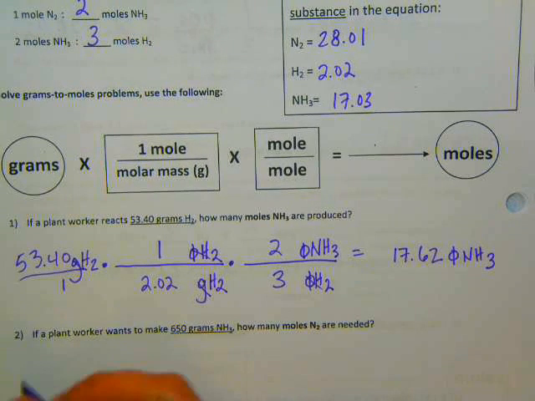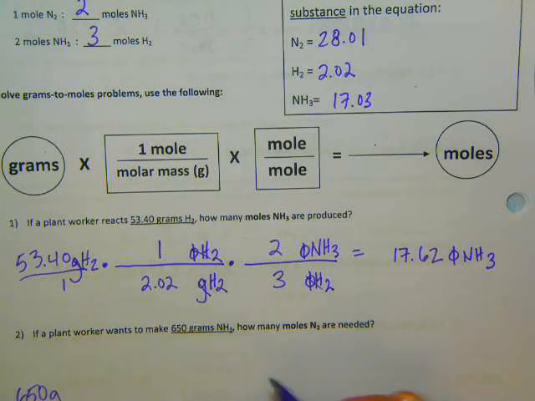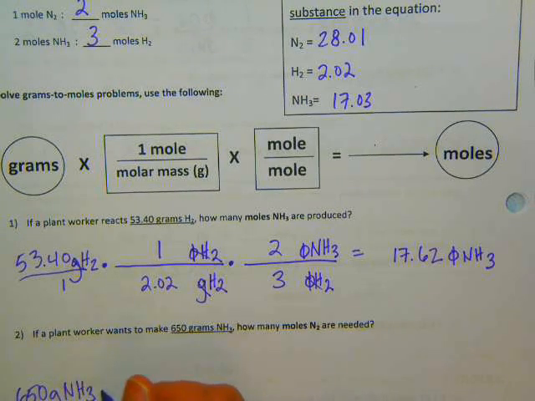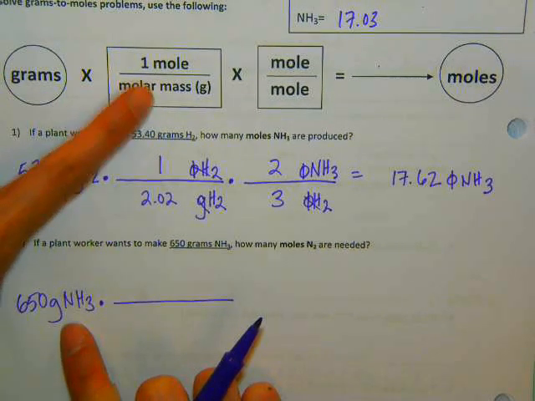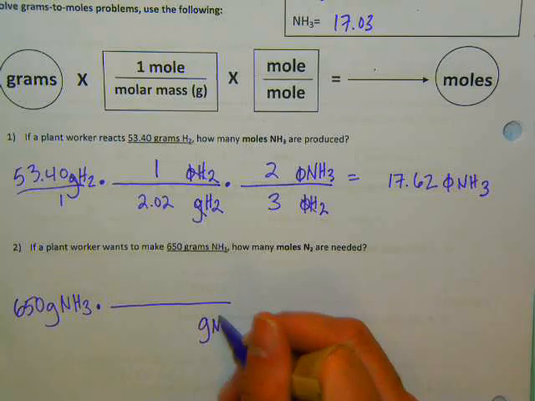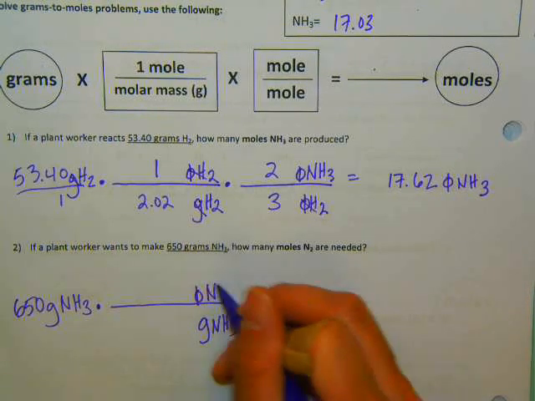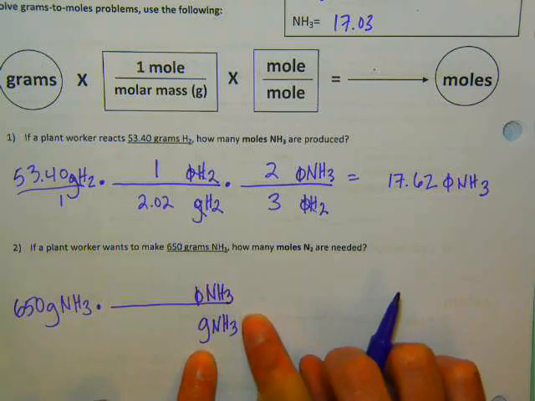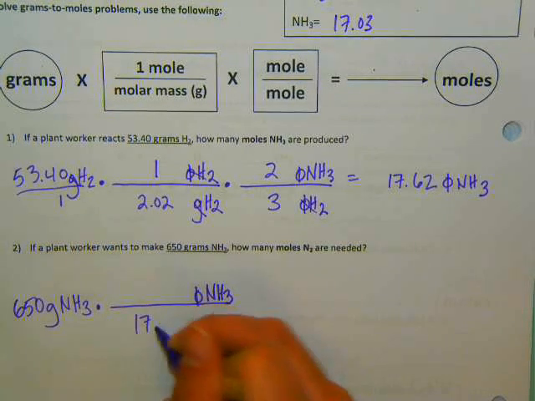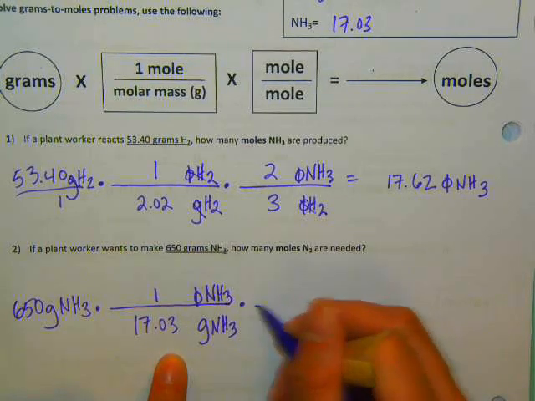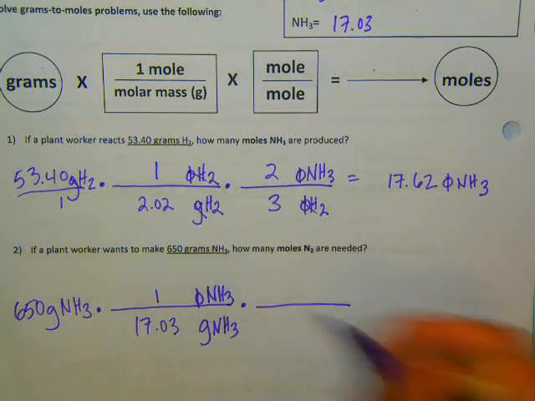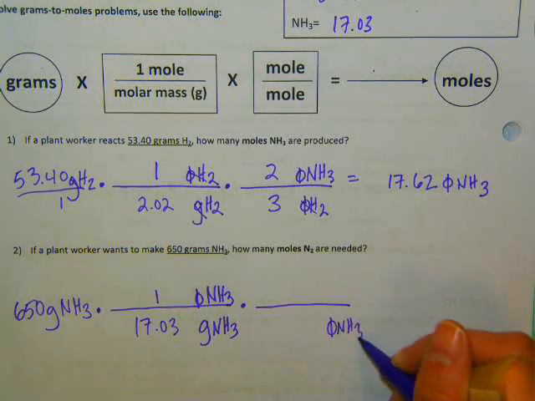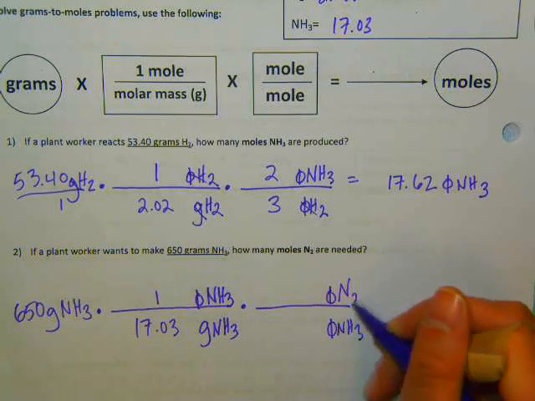All right, next one. We start with 650 grams of NH3. Okay, so again, starting with grams. Sorry, I'm going to move this down. Grams and grams. My next step is the molar mass and 1 mole. So molar mass, the grams of NH3, to moles of NH3. So yes, perfect. Thank you. 17.03 is equal to 1 mole. My next step is doing the mole ratio. So NH3 is on top, which means we want to put NH3 on the bottom to cancel. And we want to go to moles of N2 on the top.